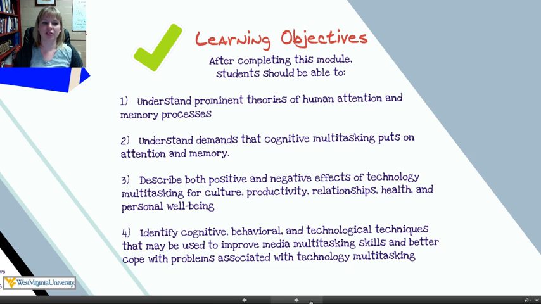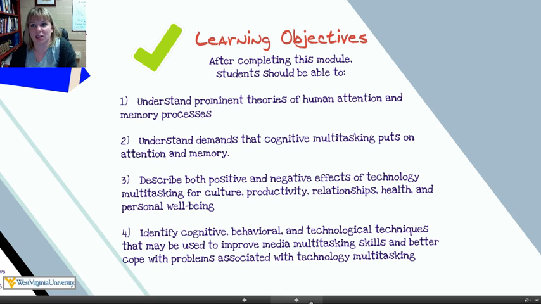And I think understanding, because it is going to be a conversation about the brain's limitations, understanding those limitations will help other consequences of multitasking, objective 3, make a little bit more sense as to why we see different multitasking effects play out in our social lives or in our health or well-being or whatever. And of course, number 4, kind of gave it away, identify cognitive, behavioral, and technological techniques that may be used to improve media multitasking skills and better cope with problems associated with technology multitasking.